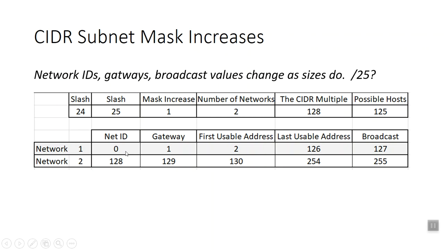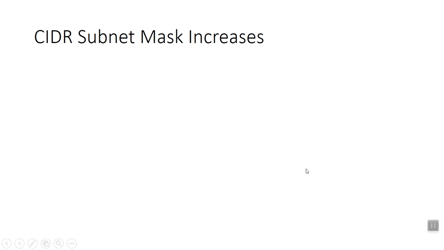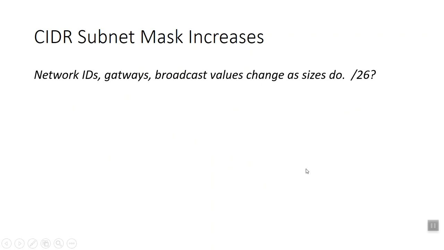The first network ID starts with .0, the gateway is .1, and the broadcast is .127. We have a second network. The network ID is .128. So if we had a 192.168.0, we could have 192.168.0.0, that's network 1, and then we could have 192.168.0.128. That's the second network. The gateway for that network is .129. The broadcast is .255. Here are the first and the last usable addresses. Let's look at a /26.